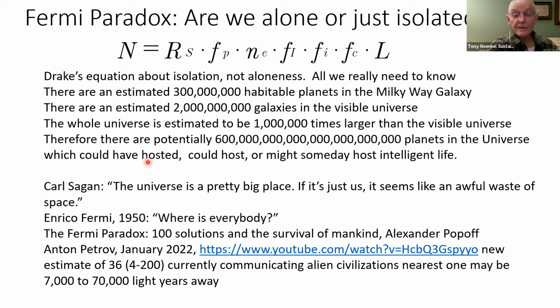And then, of course, their sun goes supernova or whatever. They might be hosting life right now, or they might someday host life. In other words, they're in the beginning stages of star and planetary formation, or maybe they're in the middle of their version of the dinosaurs existing, and they haven't yet gotten to intelligent life, but they may someday get there. And Carl Sagan quipped that the universe is a pretty big place, so if it's just us, it seems like an awful waste of space. And so there are so many opportunities, and that number, as I said, is probably growing as we learn more about habitable planets.